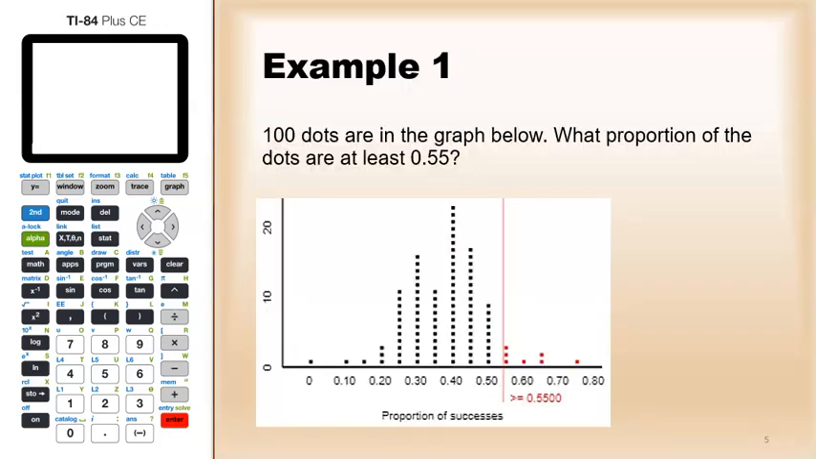Okay, so let's start with a review question. There are 100 dots in this graph you see here. What proportion of the dots are at least 0.55?